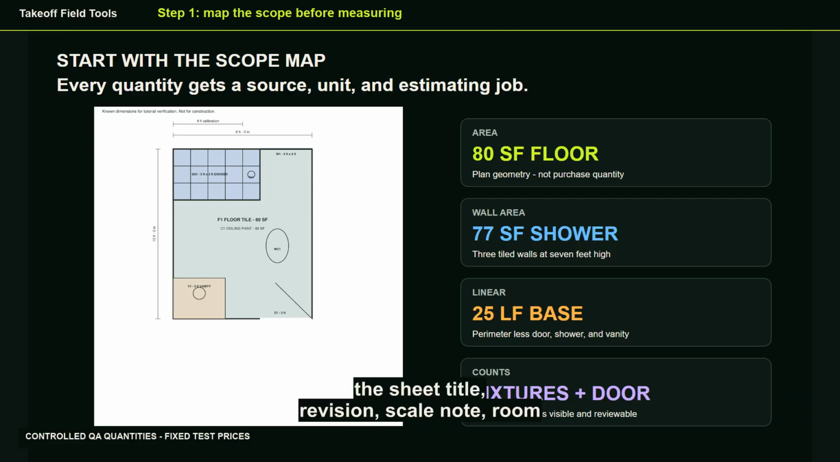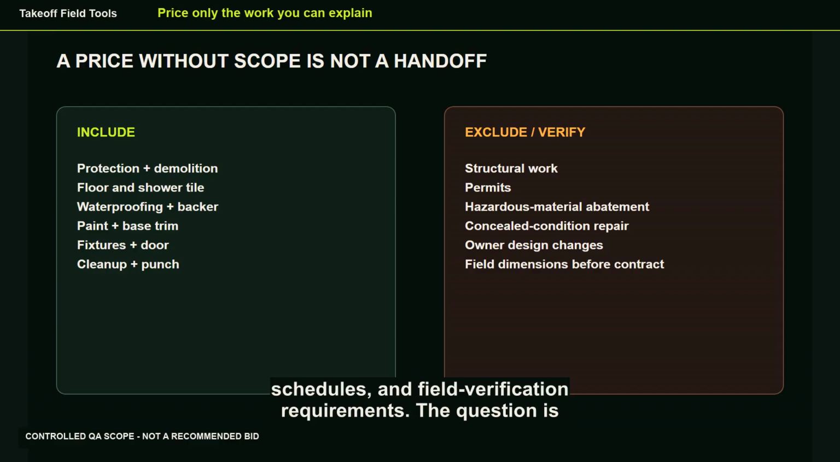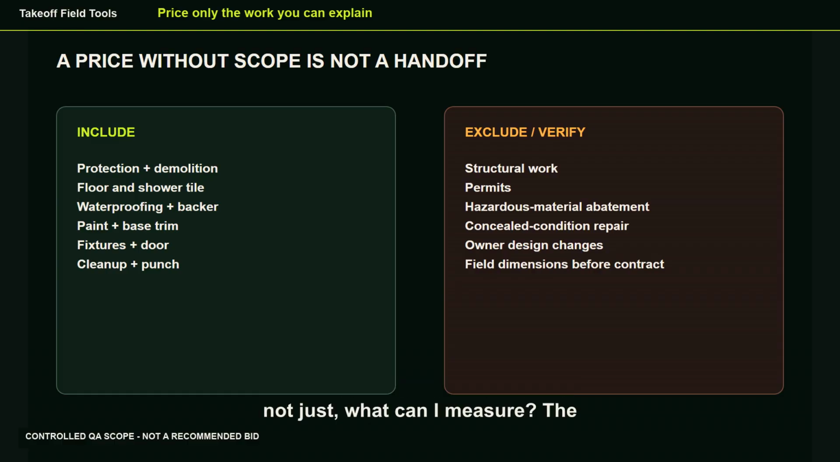Read the sheet title, revision, scale note, room dimensions, fixture tags, and scope boundary. For a real project, this is also where you check specifications, addenda, demolition notes, finish schedules, and field verification requirements. The question is not just what can I measure? The question is, what work am I responsible for pricing, and what evidence will another person need to review it?